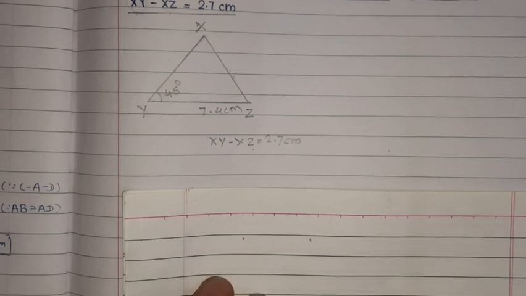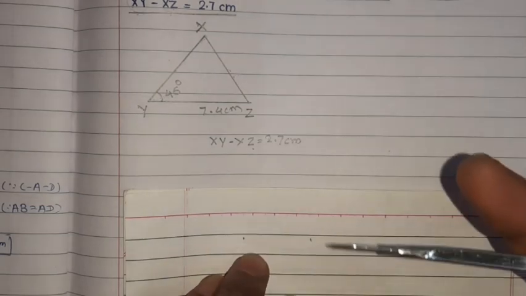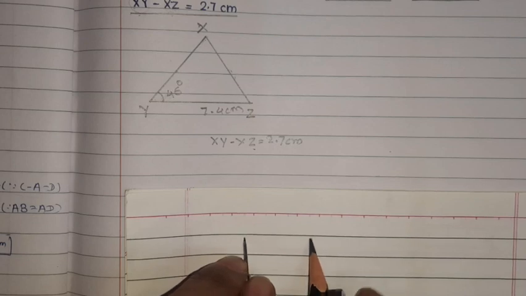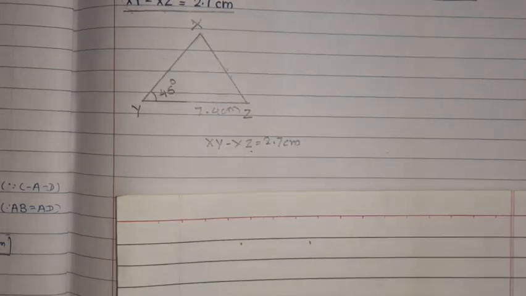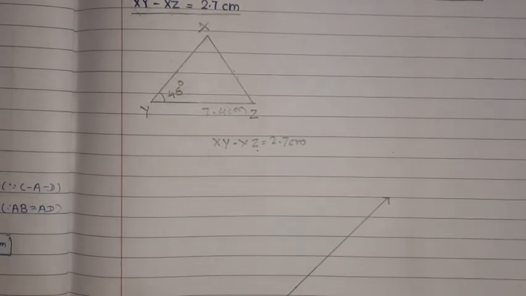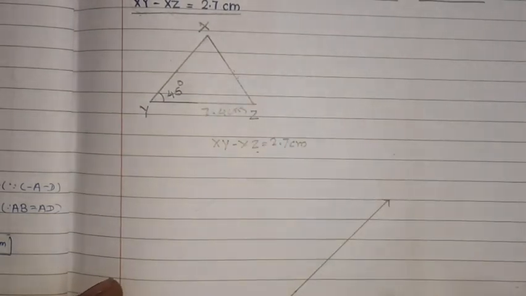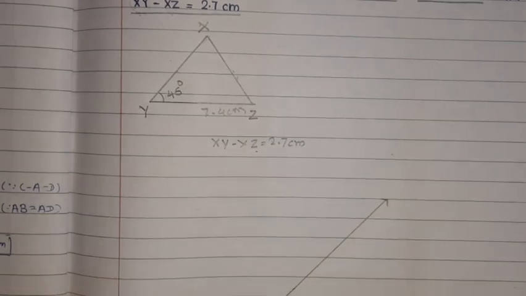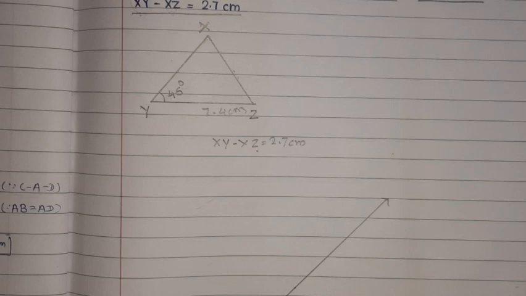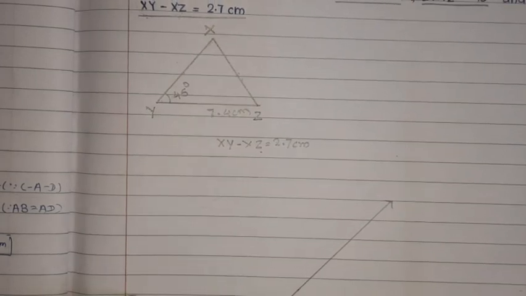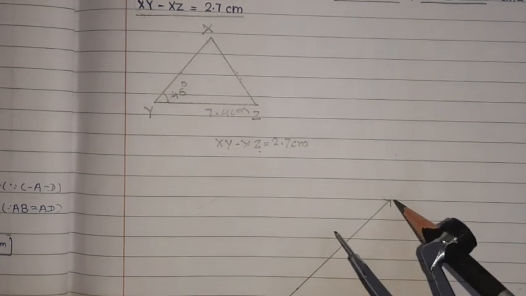And now see dear student, we have to take this distance in a compass like this and make the arc on the upper side. See here dear student, this side XZ is less than this, therefore we have to put the metal point on Y. We are taking the distance, how much? The difference, 2.7, and make one arc like this on the upper side of this ray.